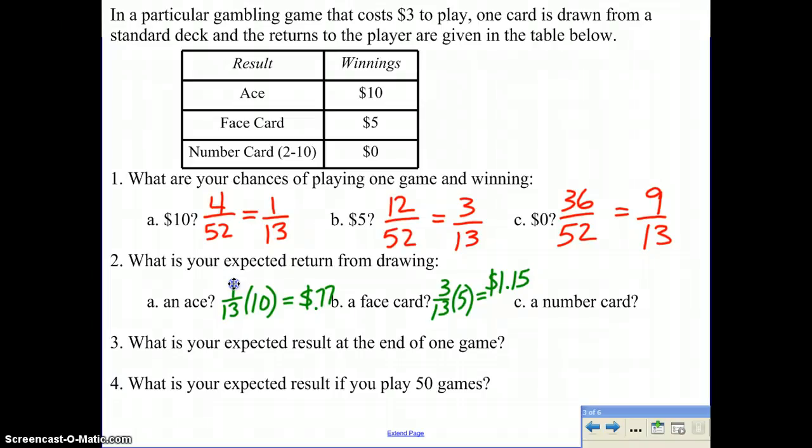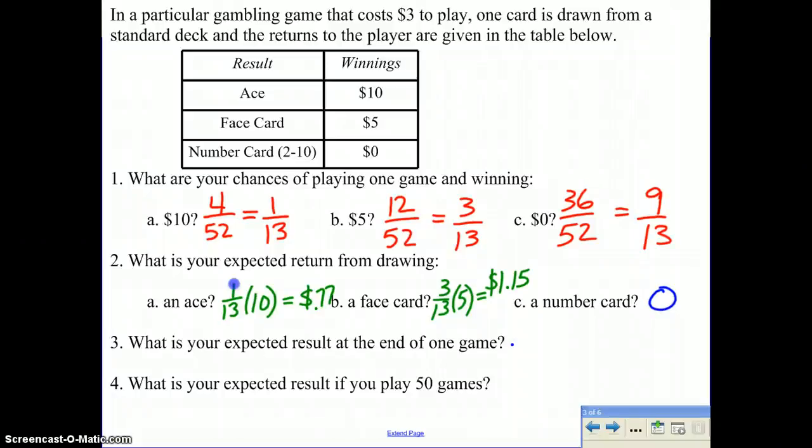How much do you expect to win from drawing a number card? Well, it's 9 out of 13 is the probability there, but we know that the winnings is nothing, is 0. So multiply anything by 0, the expected winnings from the number cards is 0. All right, so overall, question number 3 wants to know, what is your expected result at the end of one game? Well, at the end of one game, we would expect on average to make 77 cents off an ace, $1.15 off of a face card, and 0 from each number card.